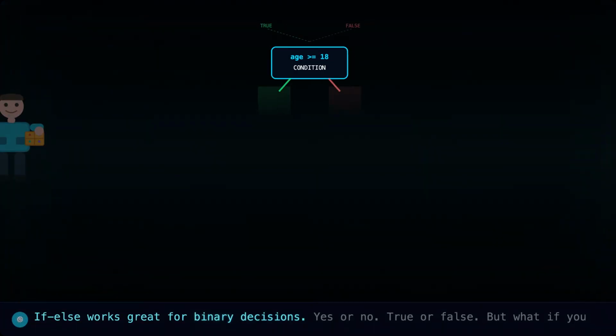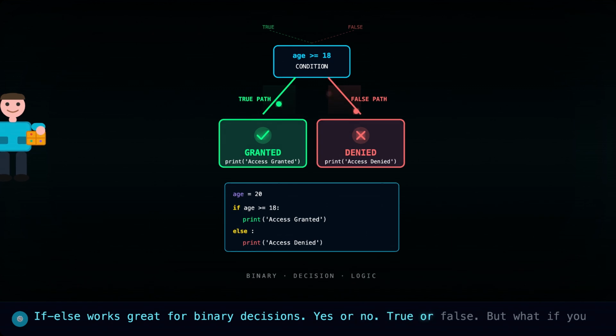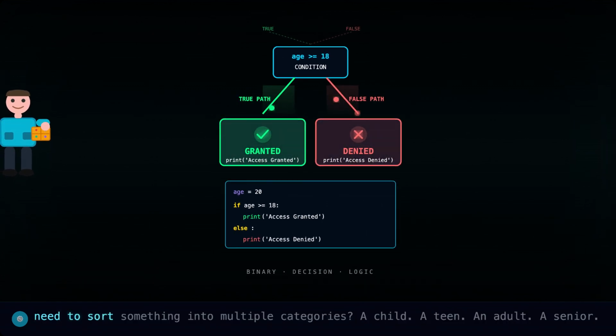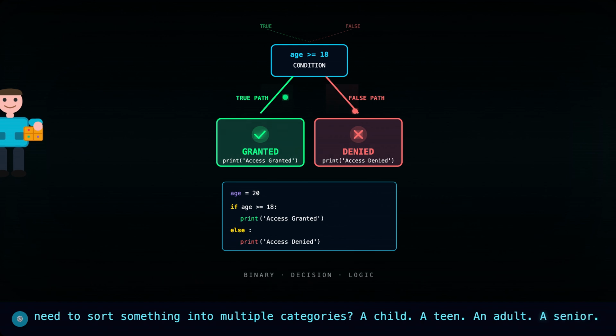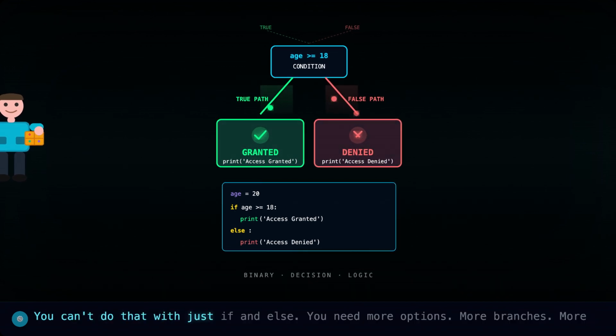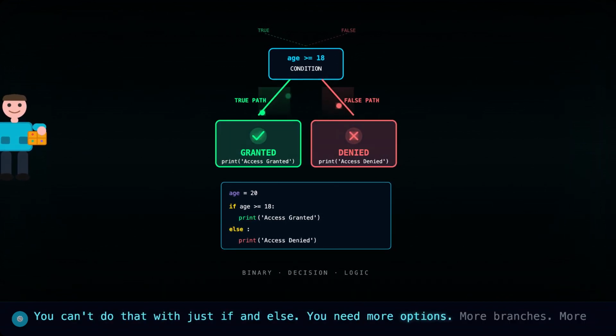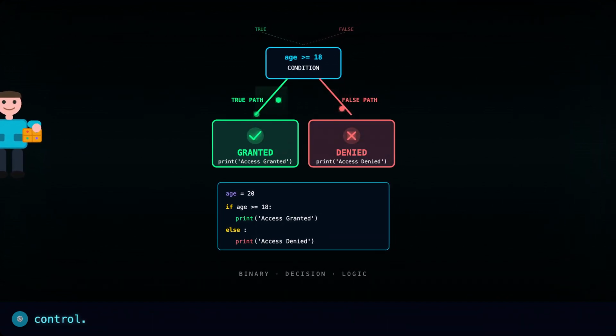If-else works great for binary decisions. Yes or no, true or false. But what if you need to sort something into multiple categories? A child, a teen, an adult, a senior. You can't do that with just if and else. You need more options, more branches, more control.